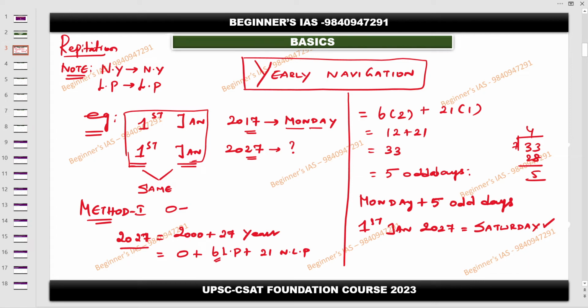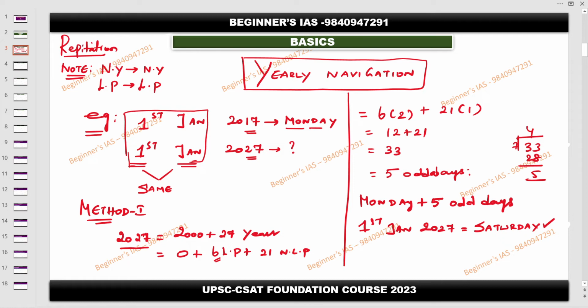This can be written like this. So therefore, 27 years will be there. Yes, sir. So 2000, 2001, 2002, like that if you add, surely 27 years will be there. Okay, this is one method. Shall we move on to method 2? This is one method.